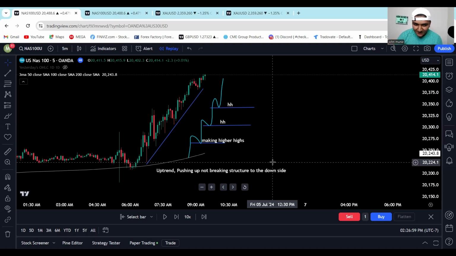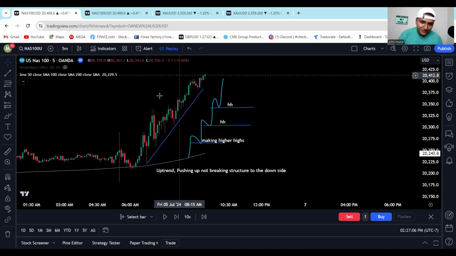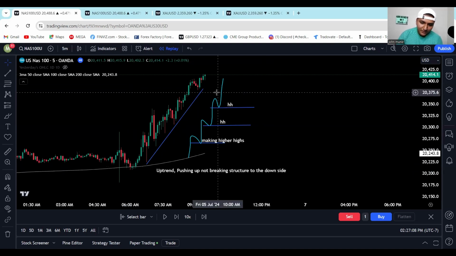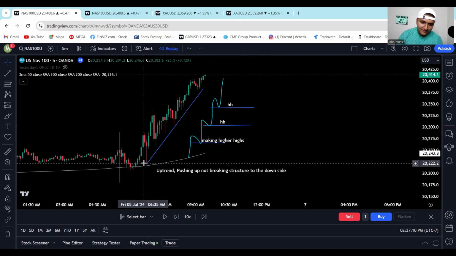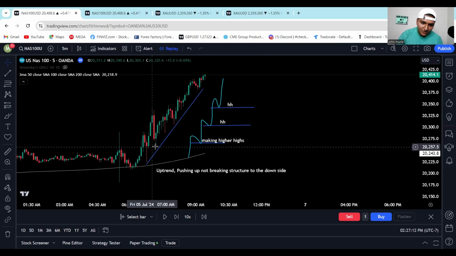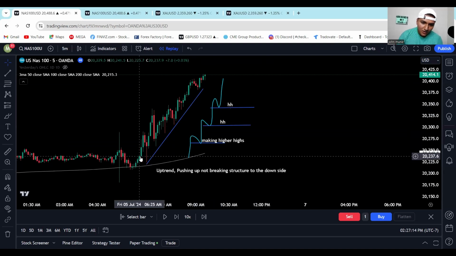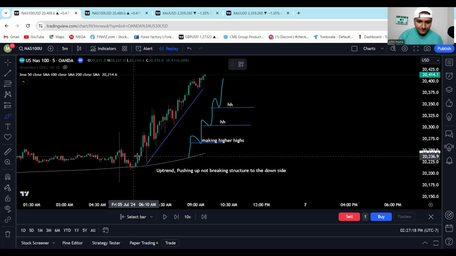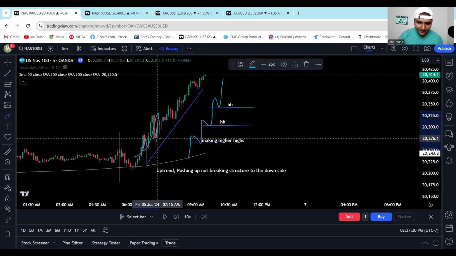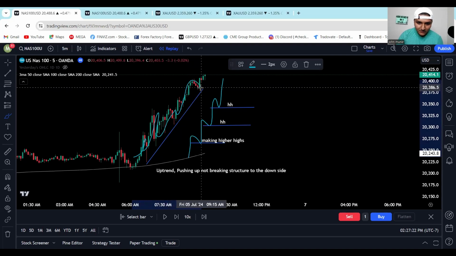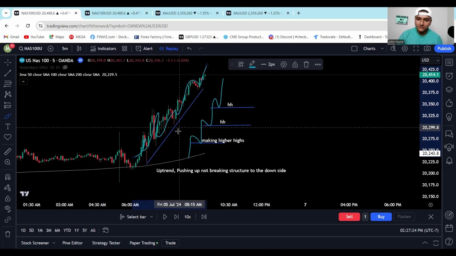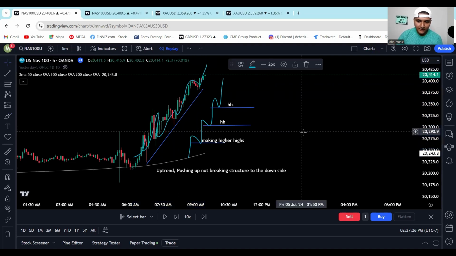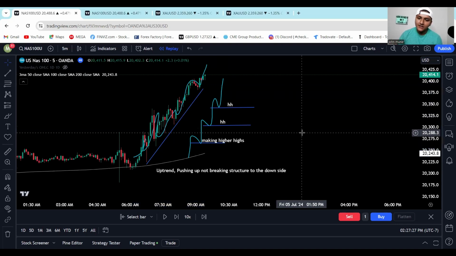So that's basically question one: what does an uptrend look like on the chart? This is exactly what an uptrend looks like. We're pushing up making higher highs. This is structure, we're not breaking structure. We're making what? Higher highs. Literally, I'll just do it like this for you, making higher highs, continuing to push up, right? Basic, guys. Easy stuff right here. So that's what higher highs mean.